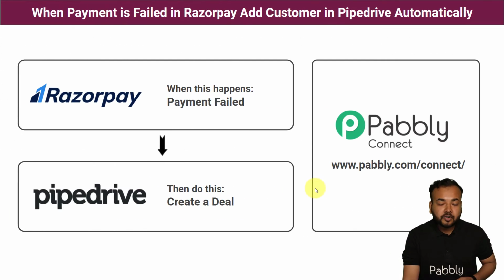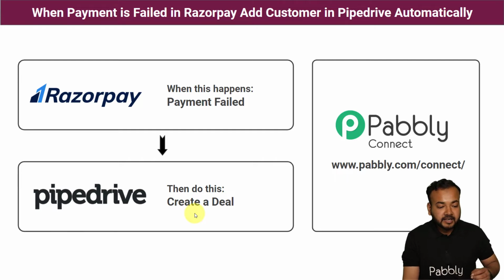So the flow of this automation is going to look like this. Here we have taken the scenario in which someone is receiving the payments of their product or service via Razorpay, and as and when any payment gets failed for any reason, a new deal will be created in Pipedrive application automatically, so that you can retain your customer and resolve their issue.